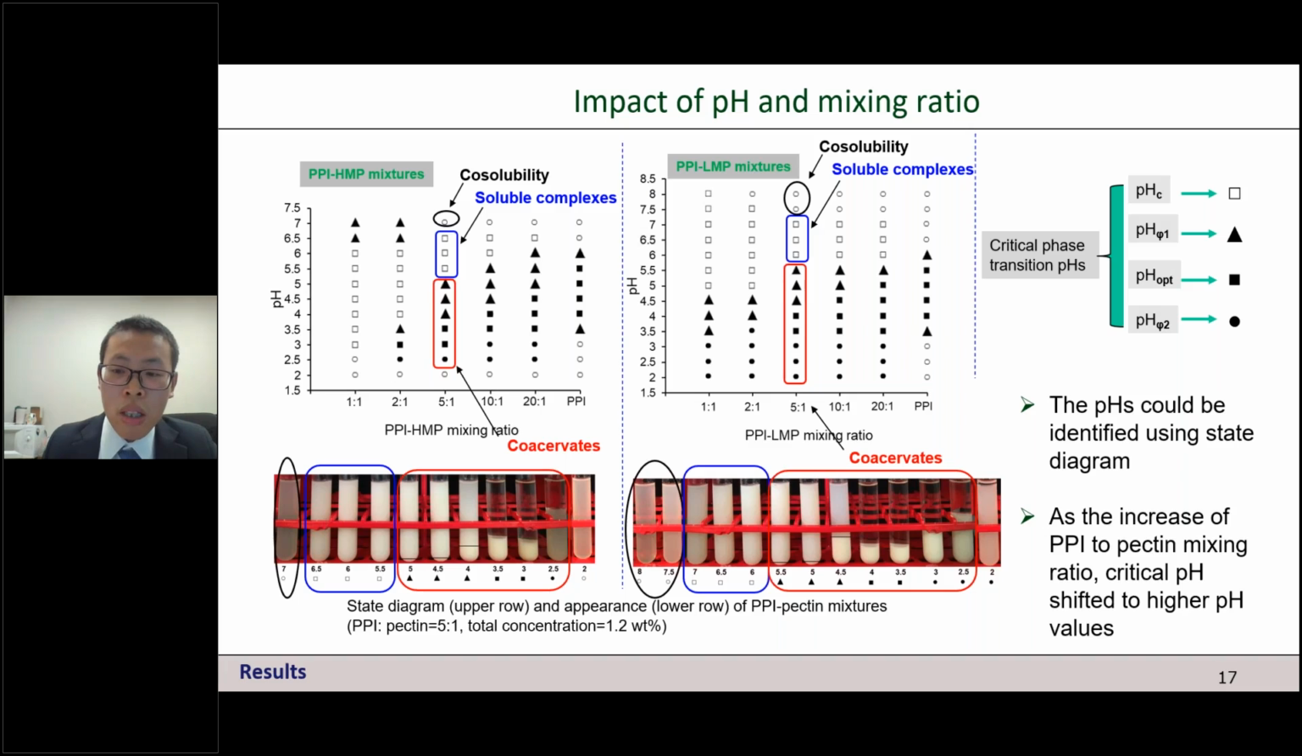Let me continue. So, as I mentioned, although the phase behavior of precipitation and clear solution, the solid square in state diagram was comparable to the pH OPT as determined by turbidimetric method. However, the real pH OPT means the pH for maximum electrostatic interaction, which cannot be determined by state diagram. When it comes to mixing ratio, the pHs shifted to higher pH values as the mixing ratio increased from 1:1 to 20:1.